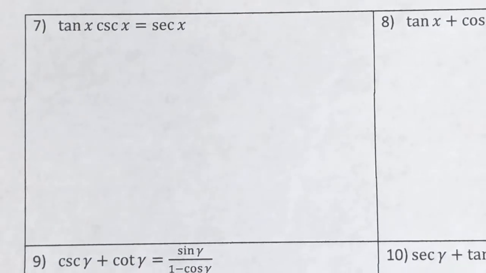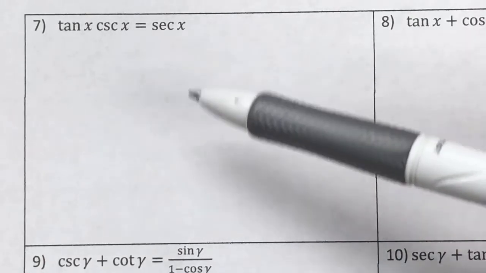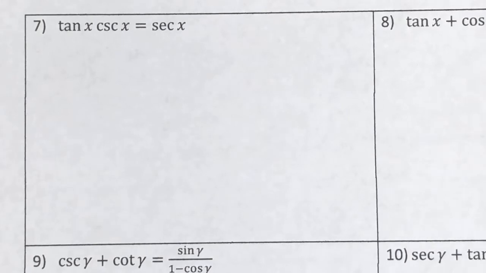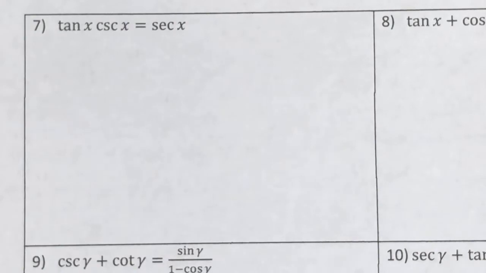Now, there's several paths that you can take with these, but most of them, if you follow that standard set of guidelines, are going to knock out most of the steps within, I'd say, a relatively reasonable scenario, probably 4 or 5 steps. So go ahead and pause the video, try number 7, try the 2 steps of rewriting them as sines and cosines, and then combining any fractions that you can.